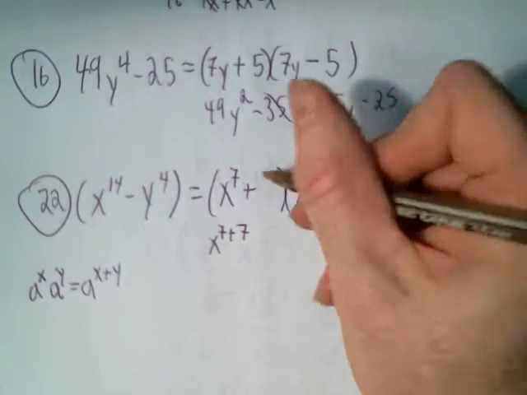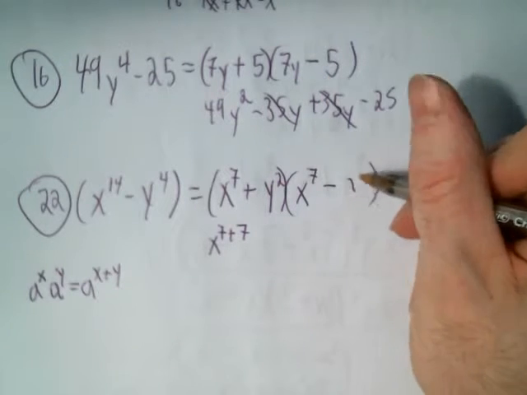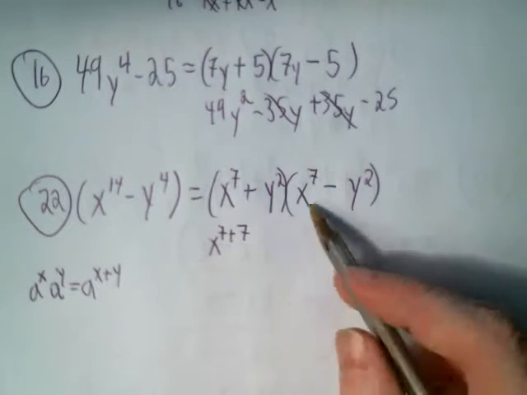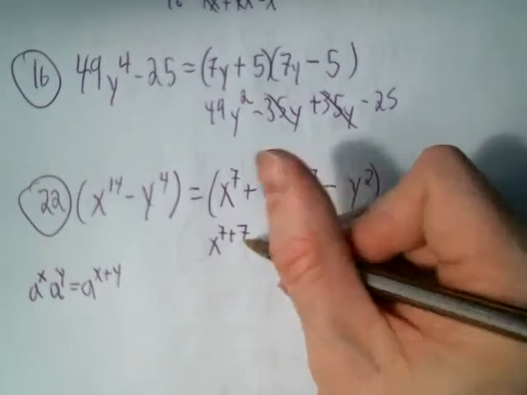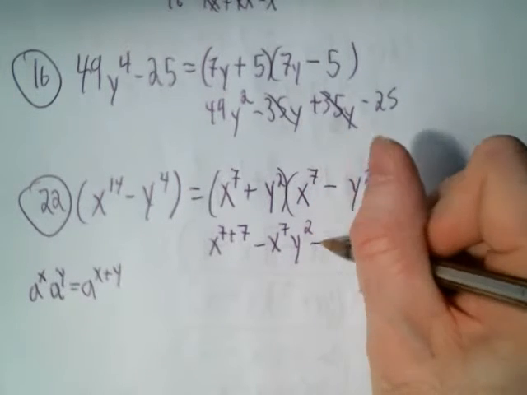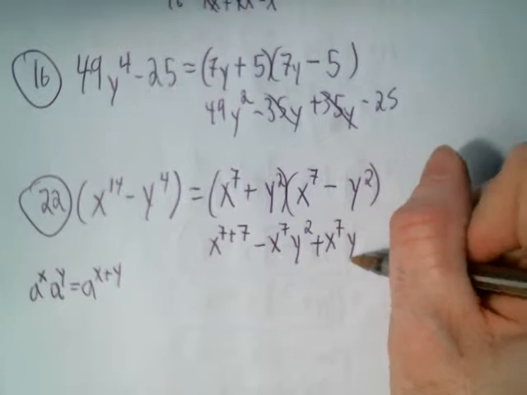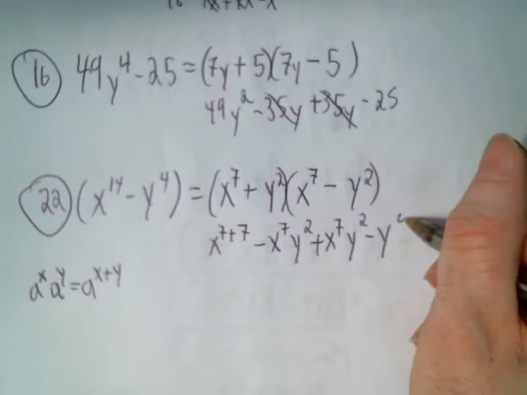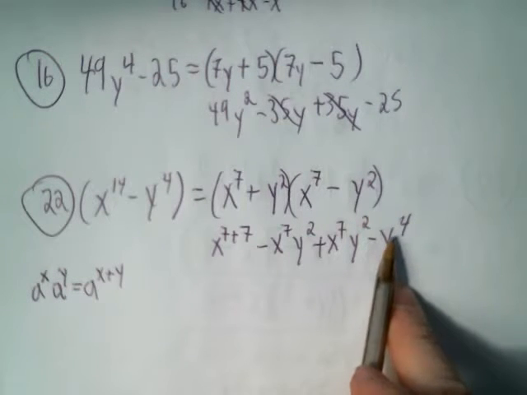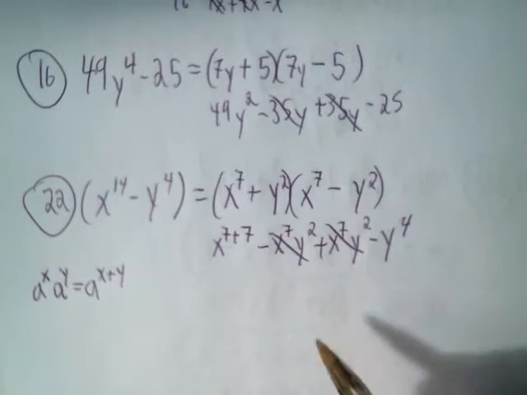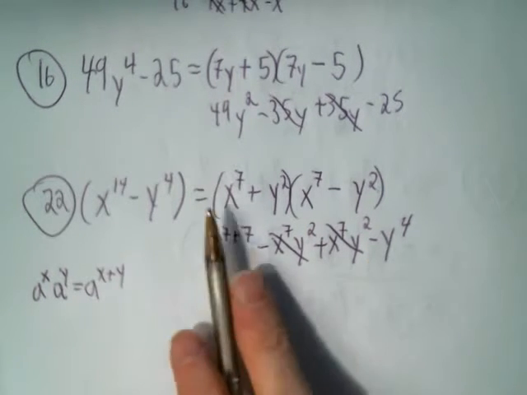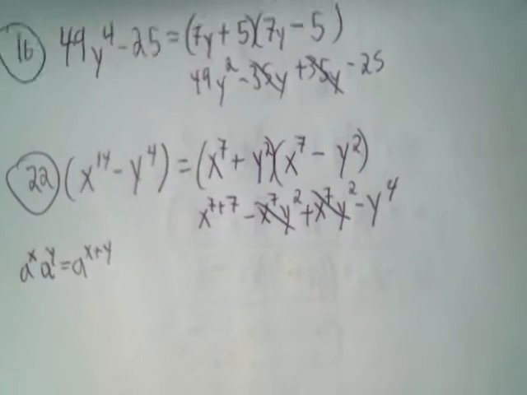And then similarly, we'll need y squared and y squared. Let's FOIL it out and make sure it works. So x to the 7 times x to the 7 is x to the 14. And then minus x to the 7 times y squared plus x to the 7th times y squared minus y to the 4th. Because you're going to add the 2's, you get y to the 4th. Okay. So the middle two will add away. This will be x to the 14th when you add the exponents. This will be y to the 4th, and of course that's what we wanted.